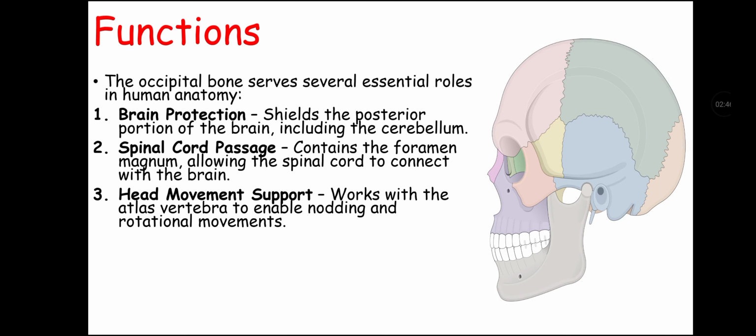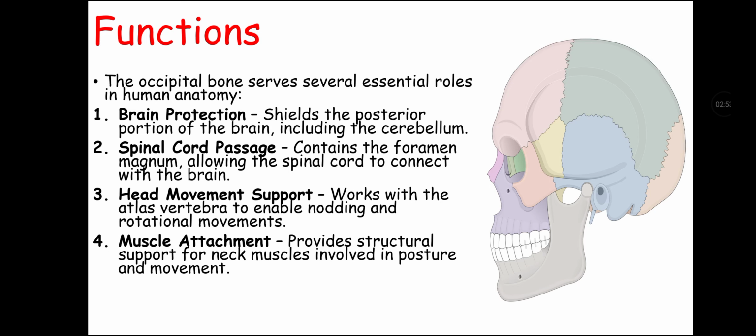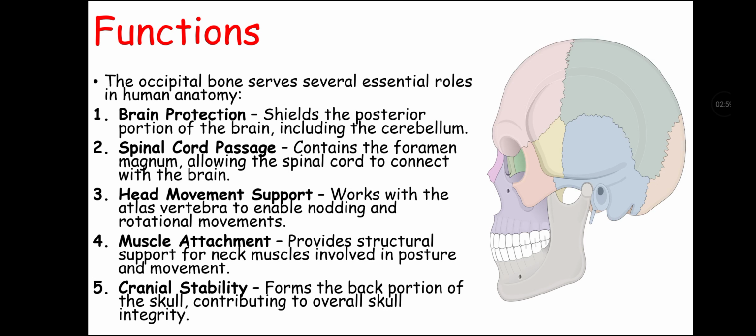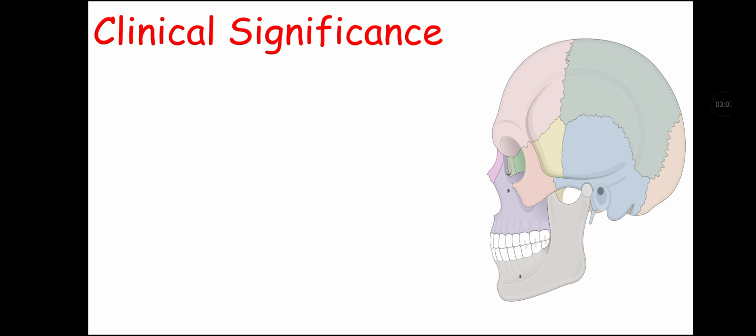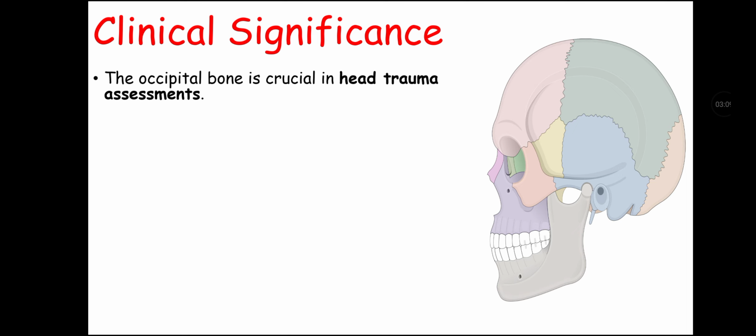connect with the brain. Third function is head movement support, as it works with the atlas vertebra to enable nodding and rotational movements. Next function is muscle attachment, as it provides structural support for neck muscle that are involved in posture and movement. Next function is cranial stability, as it forms the back portion of the skull, contributing to the overall skull integrity. Now let's talk about clinical significance of occipital bone.